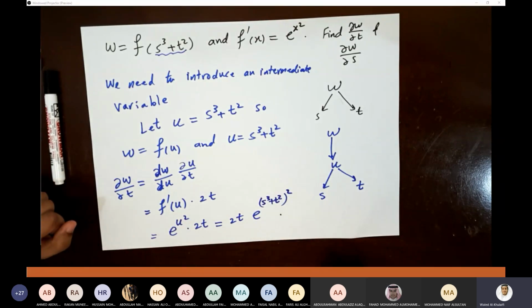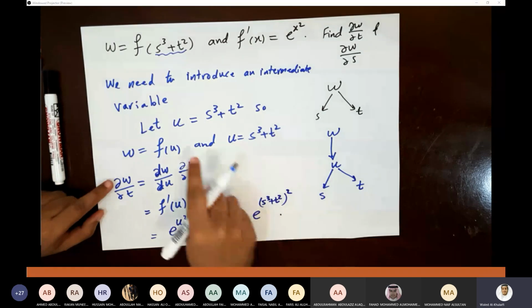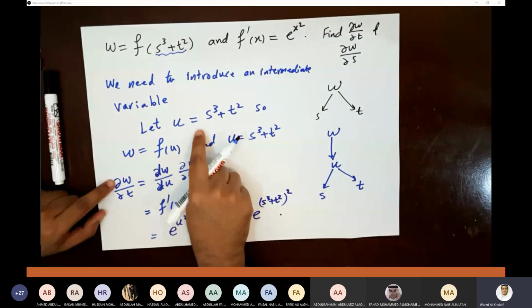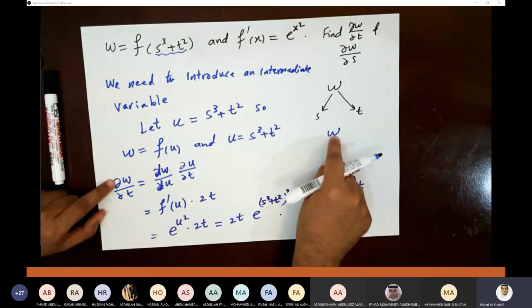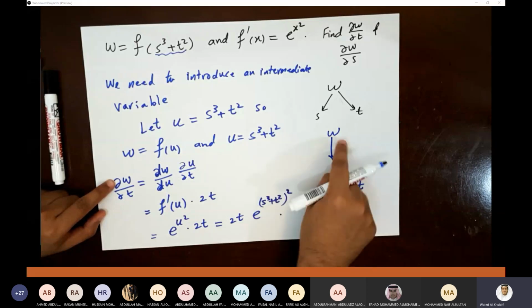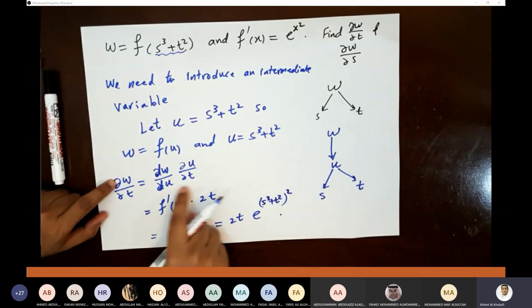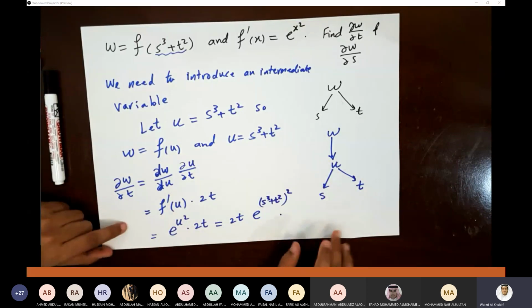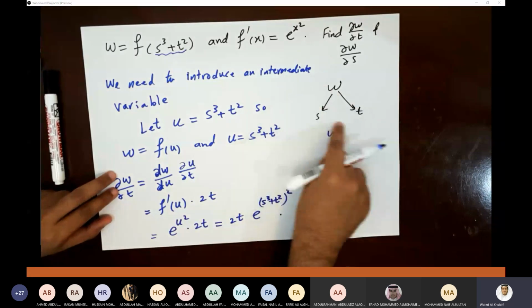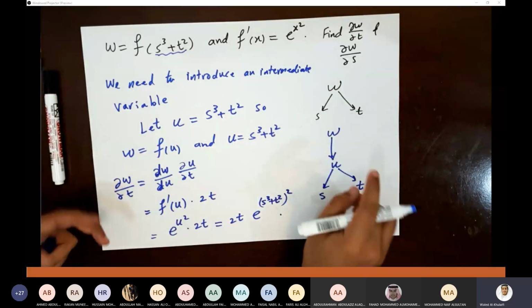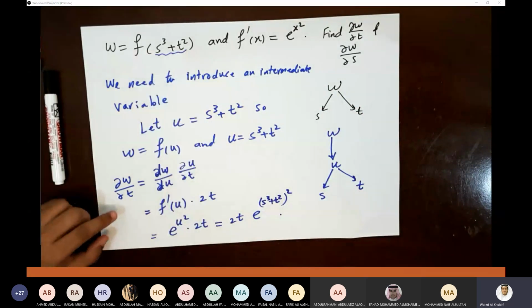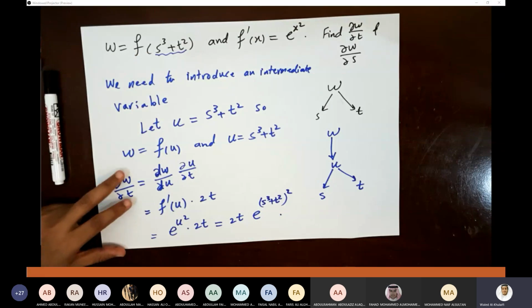So we introduce a new intermediate variable, the variable that comes in the middle between w and s, t, and put it here, and then just follow the branch. We have only one branch, so that's why we're able to do it. Here you will stop: partial w by partial t, and then what? He didn't give you the function there.